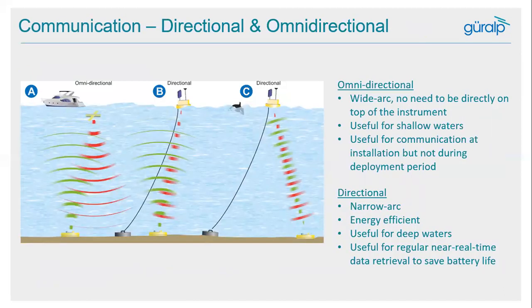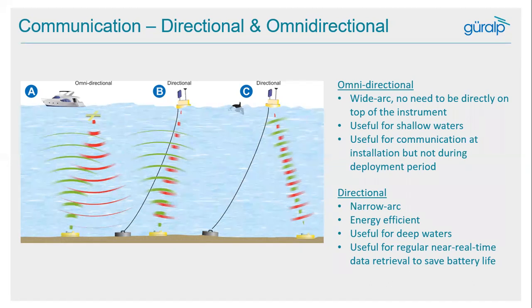So we have two variants of the transducers or the modems here. These are omnidirectional or directional. So omnidirectional, as the name implies, has quite a wide arc and it sends acoustic energy in all directions. This is very useful for shallow waters, which means that you do not have to be directly above the instrument. And it's also very useful for communication at installation, but not during the deployment period itself. This is the least expensive version of the modem.